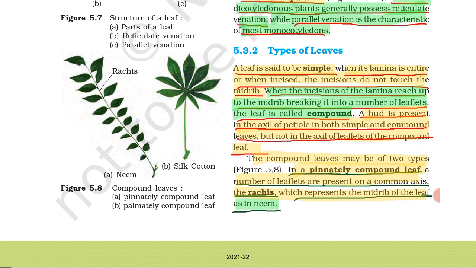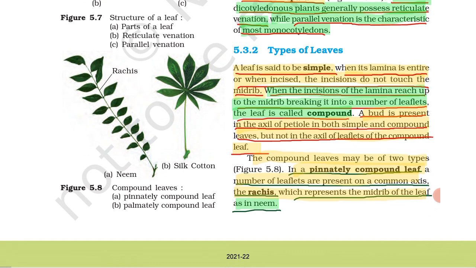In a pinnately compound leaf, a number of leaflets are present on the common axis, the rachis, which represents the midrib of the leaf, as in neem. So see figure 5.8. In that, a pinnately compound leaf is shown. A number of leaflets are present on a common axis, which represents the midrib of the leaf, as seen in neem. So the example of a pinnately compound leaf is neem.